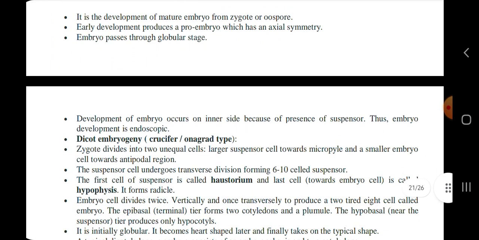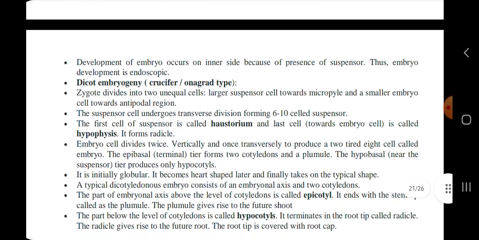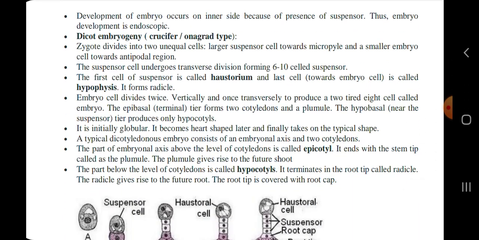Then embryo formation, embryogeny. It is the development of a mature embryo from the zygote. Early development produces a proembryo which has axial symmetry. Dicot embryogeny. The zygote divides into two unequal cells: a larger suspensor cell towards the micropyle and a smaller embryo cell towards the antipodal region. The suspensor cell undergoes transverse division forming 6 to 10 suspensor cells. The first cell of the suspensor is called haustorium and the last cell is called hypophysis. It forms the radicle.